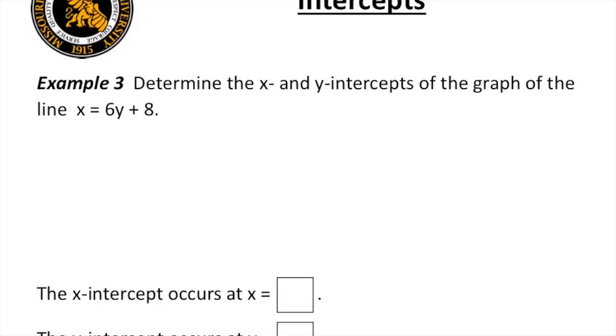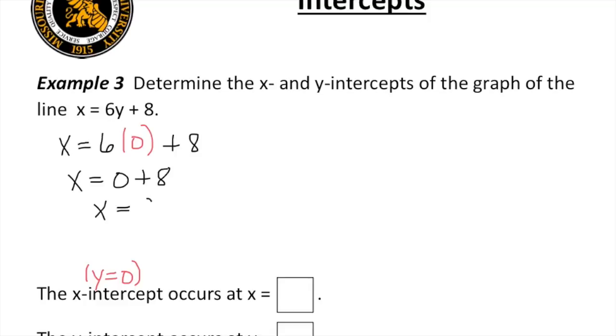Example 3 also asks us to determine the x and y intercepts of the graph of a line given an equation. So recall, to find the x-intercepts, we let y equal 0. Going to our equation and replacing our y with 0 results in x equals 0 plus 8, or x equals 8, telling us that the x-intercept occurs where y equals 0 and x equals 8.